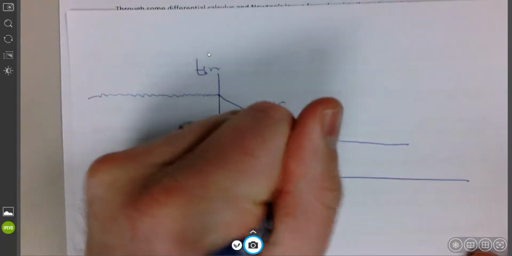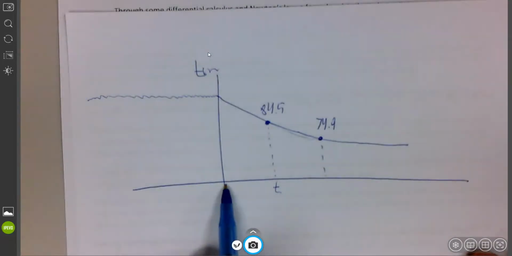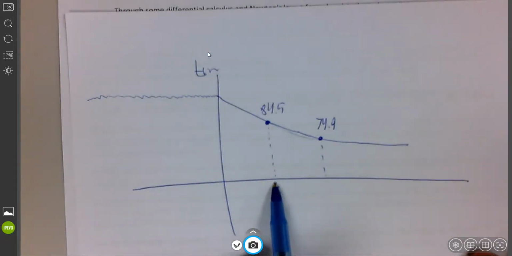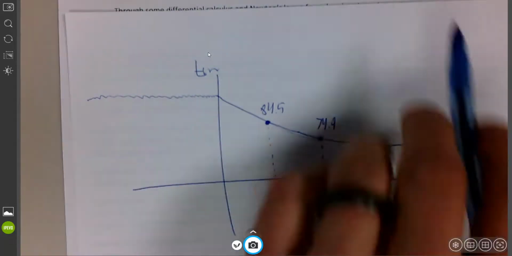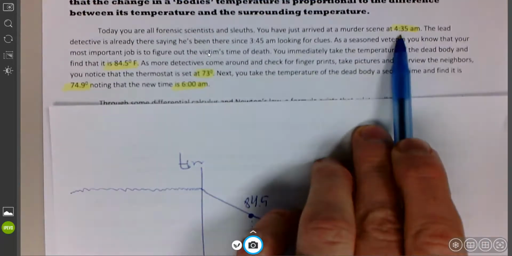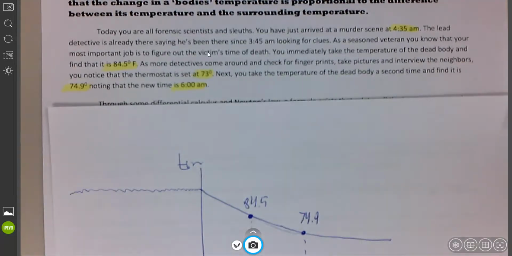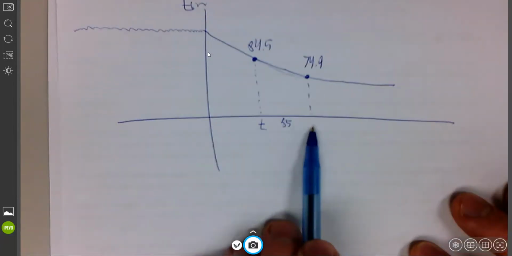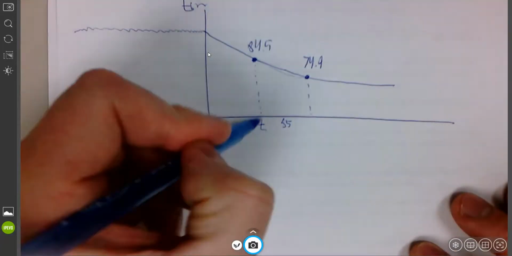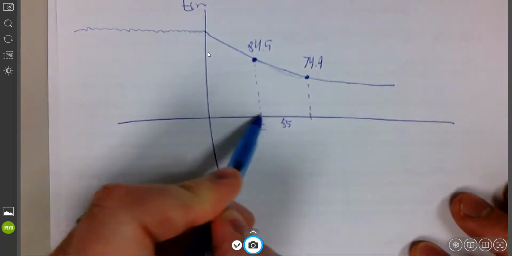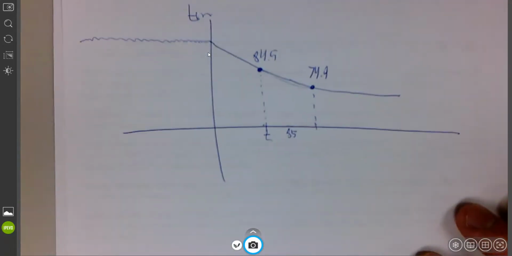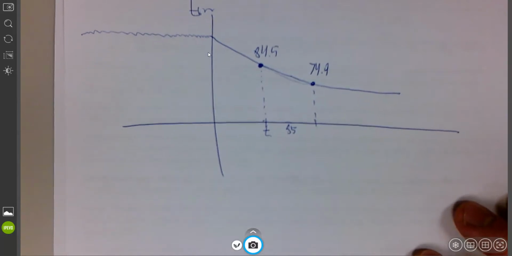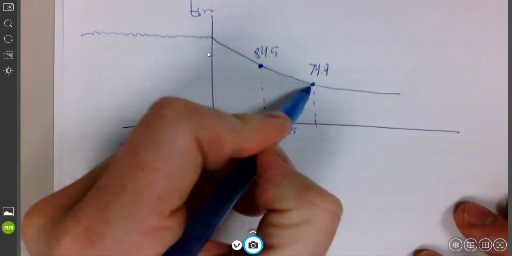If t represents how many minutes have passed since death, then this time from here to here was 85 minutes. If it's 4:35 a.m. when we first took the temperature, and then it was 6 a.m. when we took the next temperature, 85 minutes has passed. So when 85 minutes has passed, that's how much the temperature of the dead body has changed. Based on just those 2 pieces of information, we can find the K value.